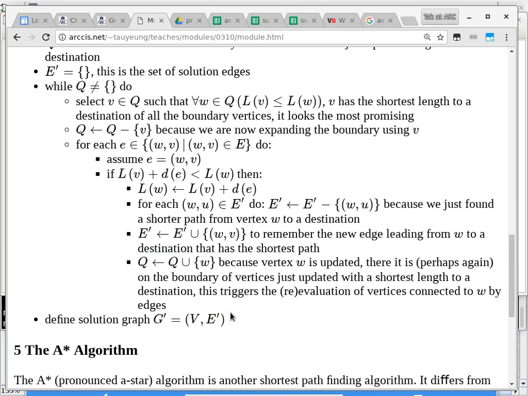And then we just say, oh, okay, we're going to define a new graph, G prime. G prime is going to have the same vertices as V, which is the original graph, but the edges of G prime is only E prime. So the new graph that we are creating, which is G prime, is quote unquote the solution graph. If you look at the solution graph and you start with any vertex, there's only one way to follow the edges, and it always leads to a destination.